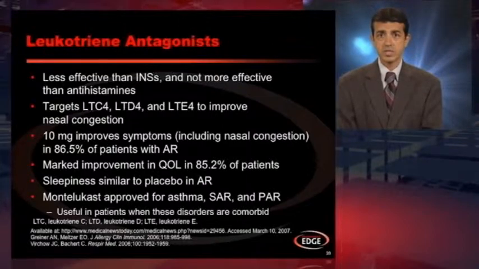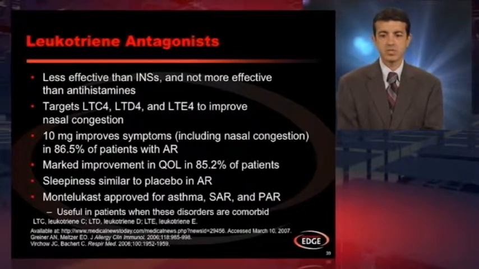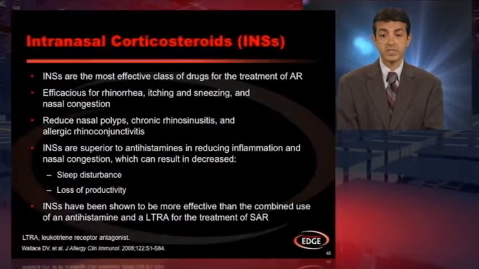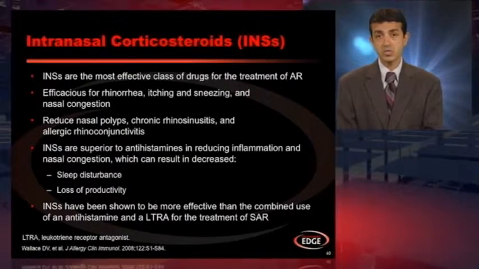There's marked improvement in QOL in 82% of patients. Sleepiness is similar to placebo in AR, and it was approved in the US for asthma and then later for seasonal and perennial allergic rhinitis. The intranasal corticosteroids are the most effective class of drug for the treatment of underlying allergic rhinitis, and that's due to its anti-inflammatory mechanism of action.